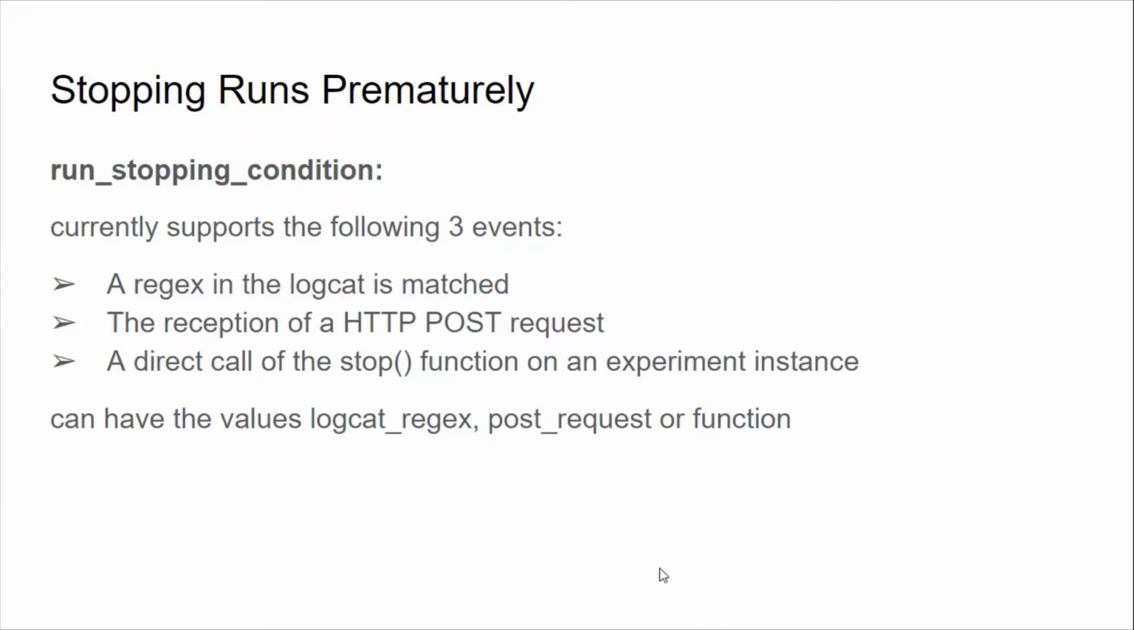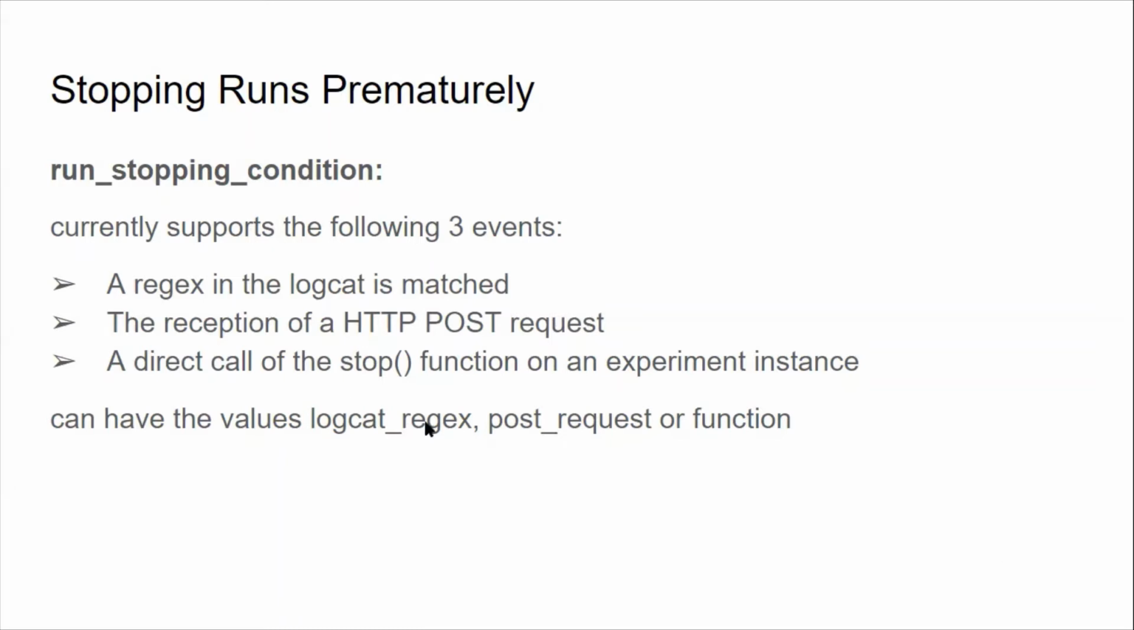Right now, it supports the following three events. One is a regex in the logcat that is matched. During the run, Android Runner will continuously check whether a regex specified by the user is matched in the logcat of the device. And if this is the case, the run will be stopped.